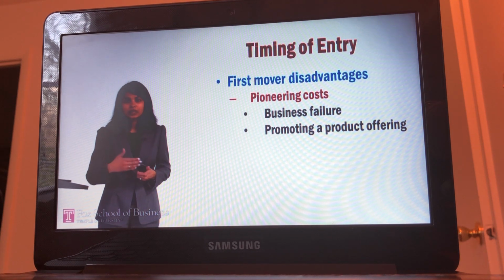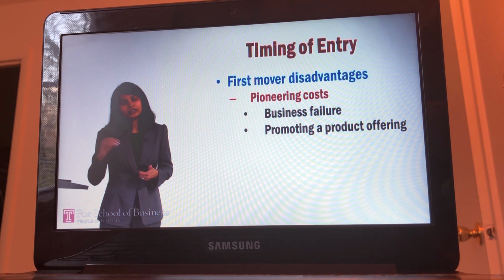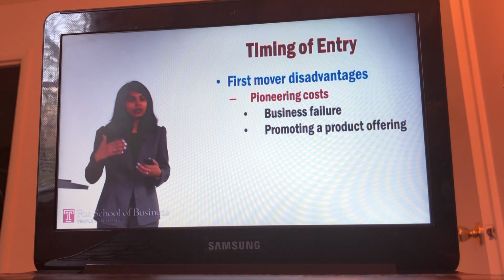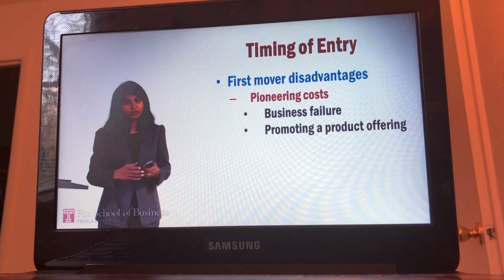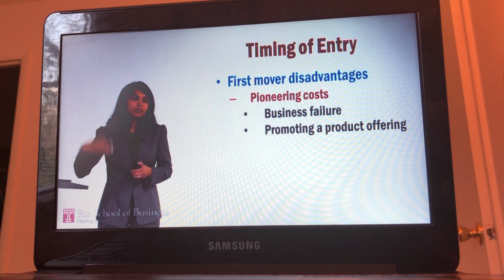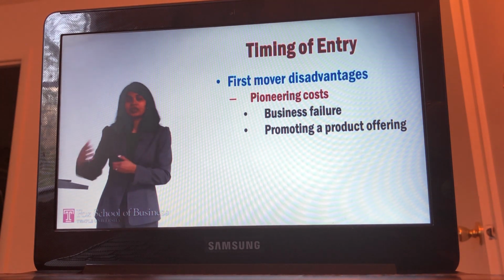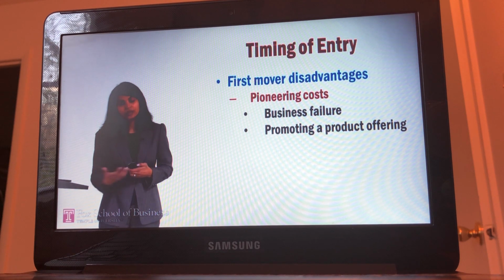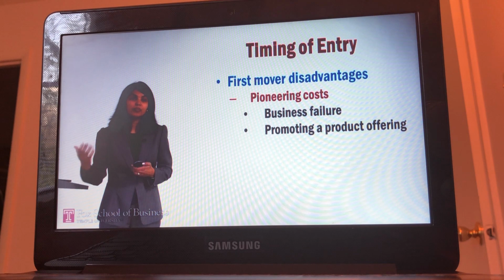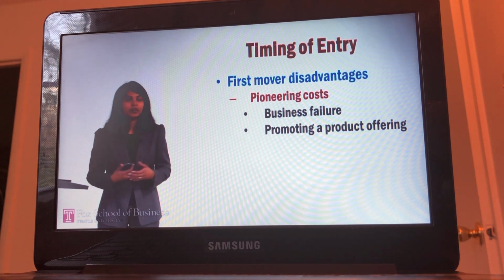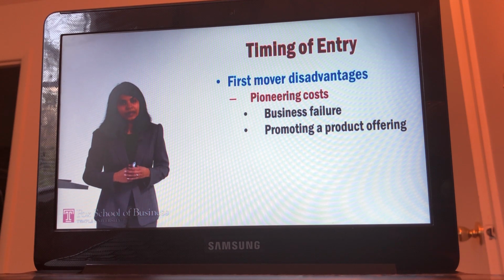So for example, KFC entered the Chinese market. It was the first American fast food chain which entered the Chinese market, and it had to deal with a lot of these first mover disadvantages. It had to spend money, time and effort to make Chinese consumers aware of what American fast food is, and make them aware of the type of menu and the type of food that was available to them.